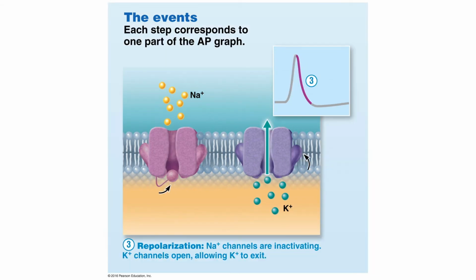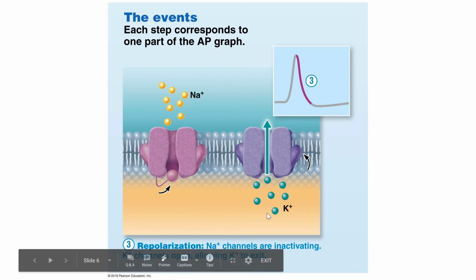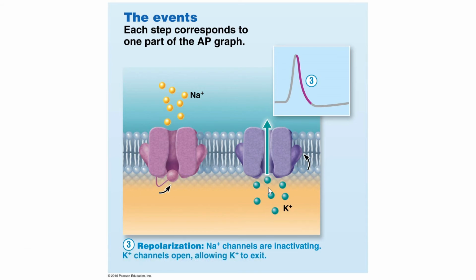Next, the sodium gated channels are going to close and the potassium gated channels open up, allowing potassium to leave. As potassium leaves, it's a positive thing leaving, so the inside becomes negative once again. We call this repolarizing because it's going back to being negative. It was really positive up here, and now we're getting back down.